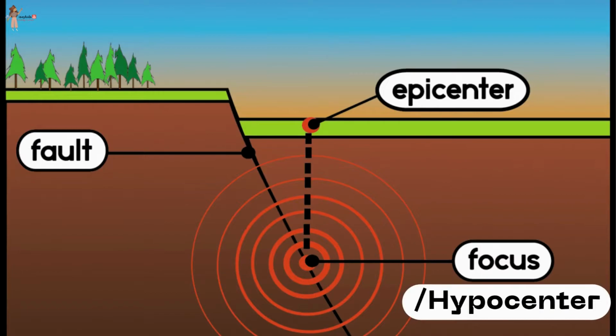An earthquake's point of initial rupture is called the focus or hypocenter. Epicenter is the point on the Earth's surface vertically above the focus of an earthquake. Earthquake faults are fractures where displacement is on either side relative to one another and parallel to the fracture.